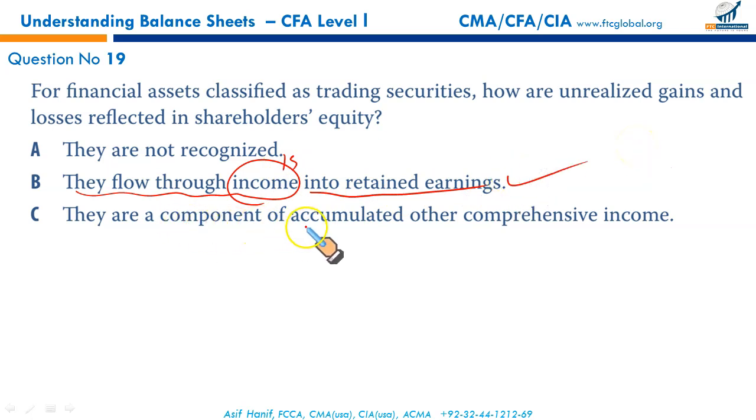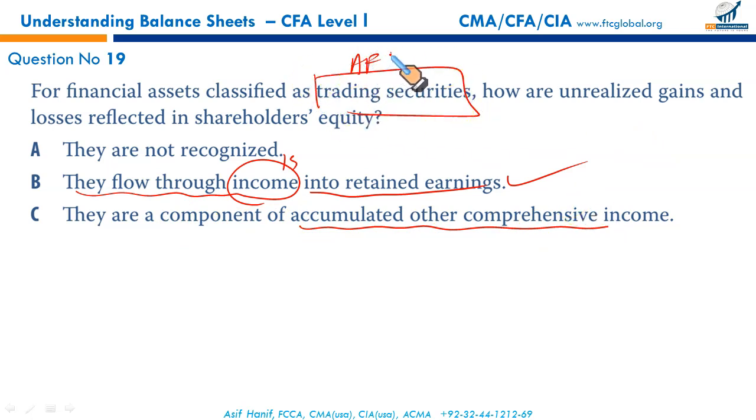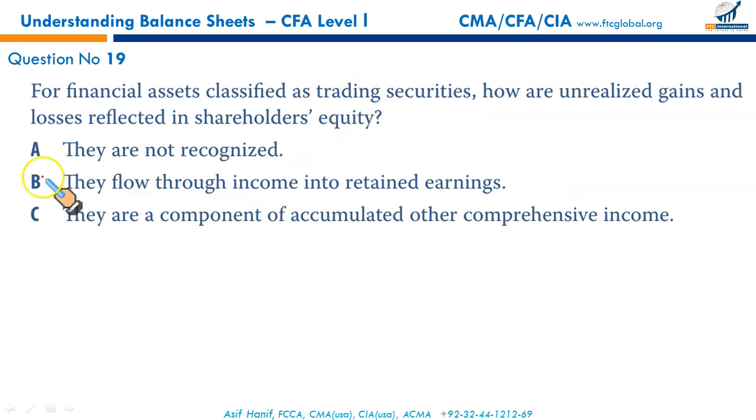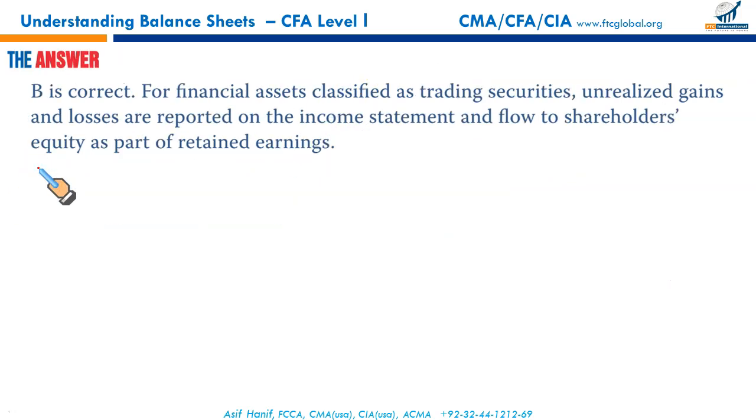They are a component of accumulated other comprehensive income. No. Had they been available for sale debt securities or available for sale redeemable preferred stock, in that case any change in the fair value would have gone through the other comprehensive income. This is wrong. So that makes B the correct option, and B it is.